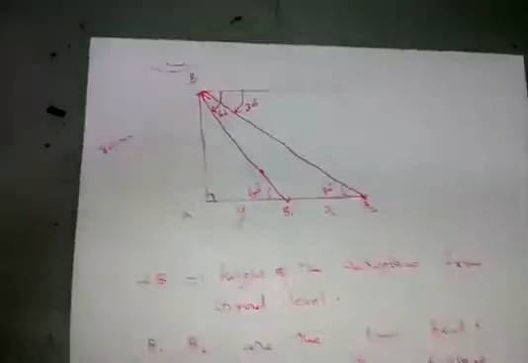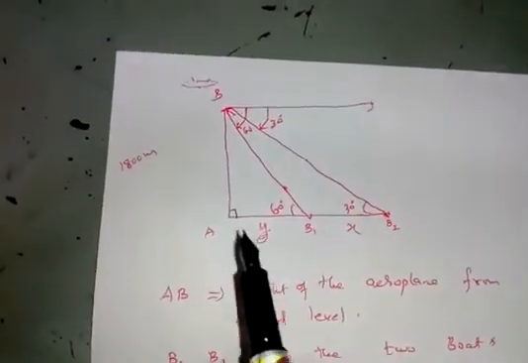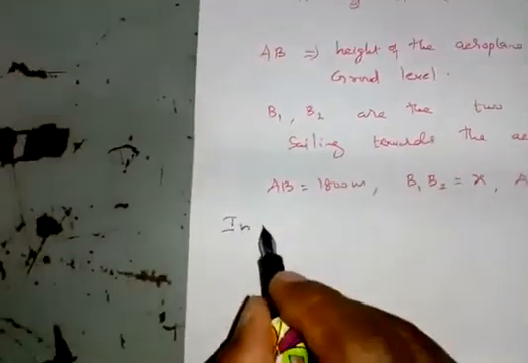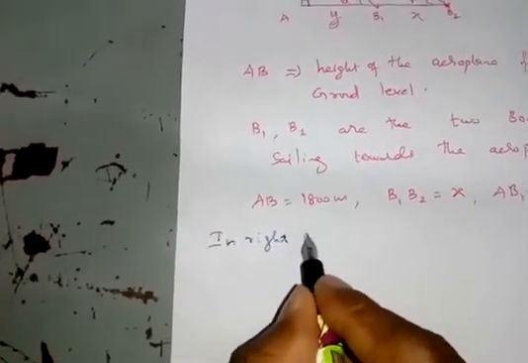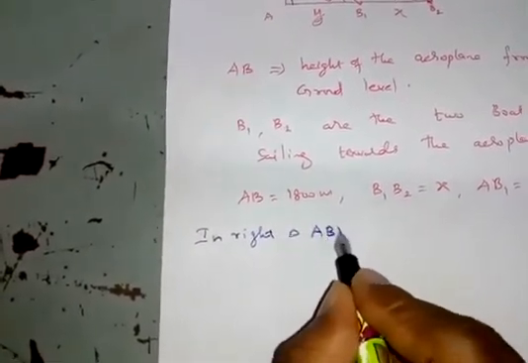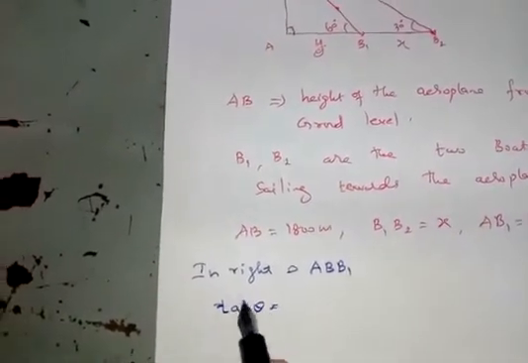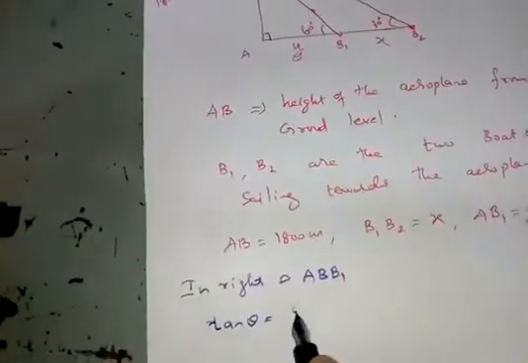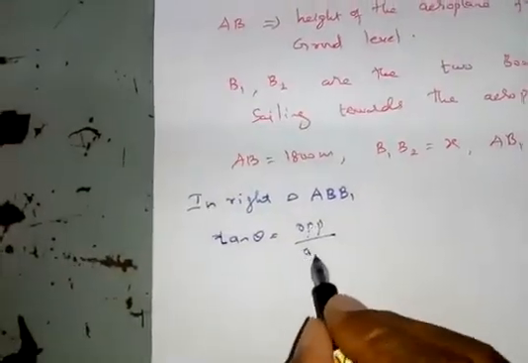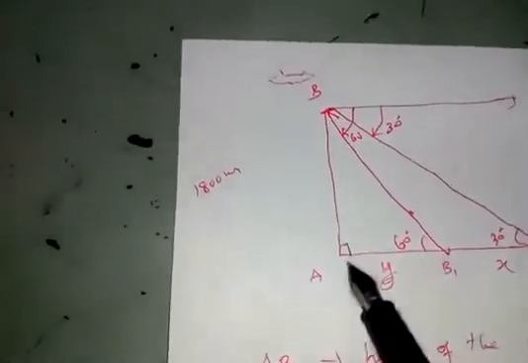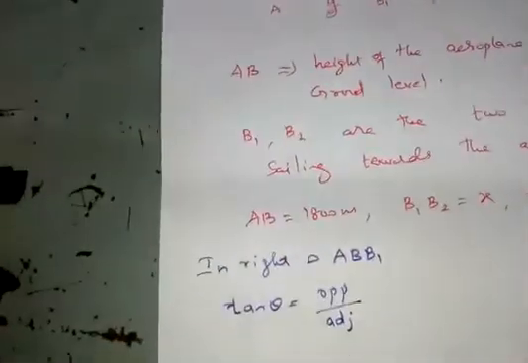First I will take this 60 degree in right triangle ABB1. Now I am going to apply the tan theta formula. Tan theta is equal to opposite side by adjacent side. What is the theta value here? 60 degree. So tan 60 degree is equal to the opposite side AB divided by AB1.